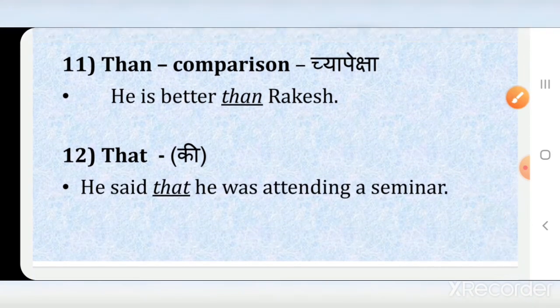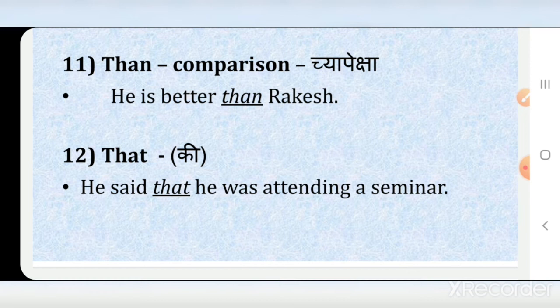Now next one is that. मराठीमध्ये आपण की असं म्हणतो. म्हणजे तो म्हणाला की, अँड देन वी, आणि आपण नंतर सांगतो की काय नक्की म्हणाला तो. ओके, इन दिस वे. So whenever we use that, that is generally used in indirect speech. Now in modern English we don't use that in indirect speech as well, but mostly it is used, okay, in spoken English.